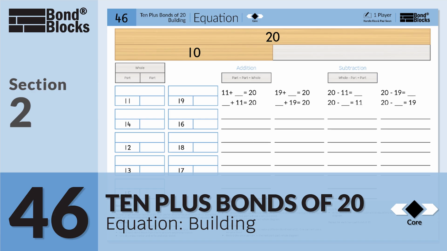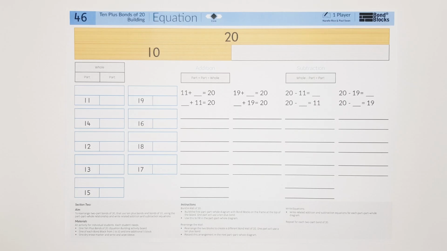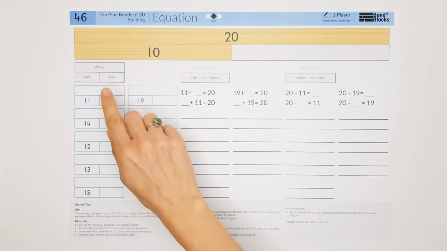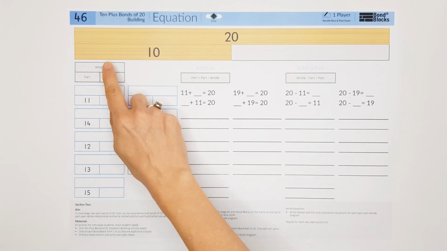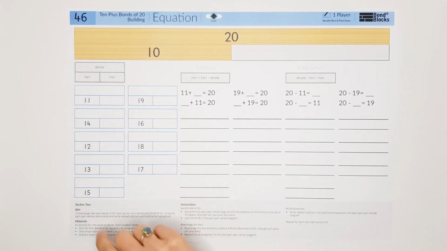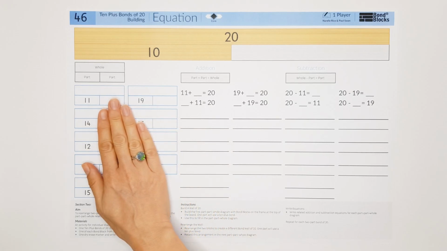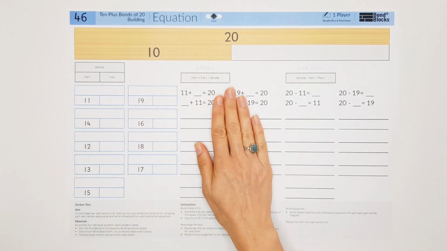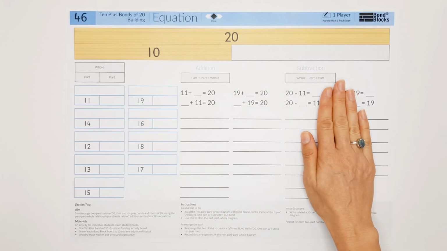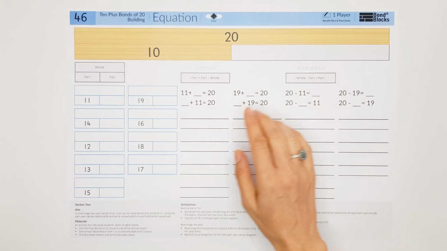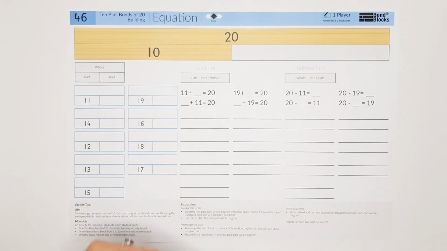Welcome back to the second board for activity 46. We are going to be looking at two-part bonds of 20 and filling them in part-part whole diagrams, then using these diagrams to write addition and subtraction equations. I'm going to do the first one.